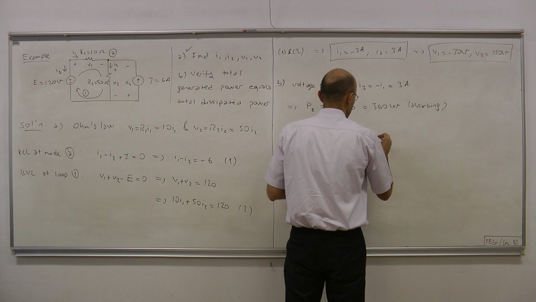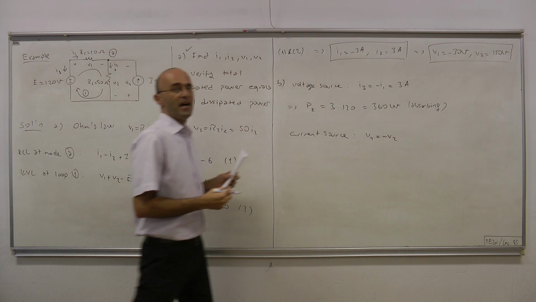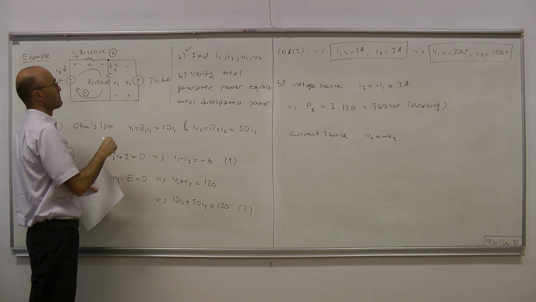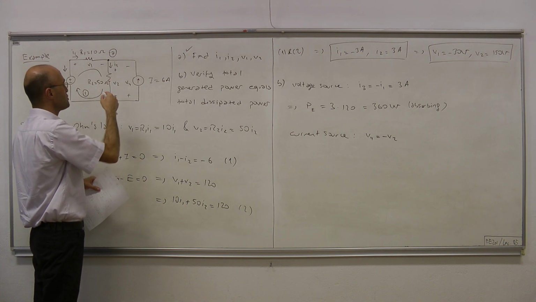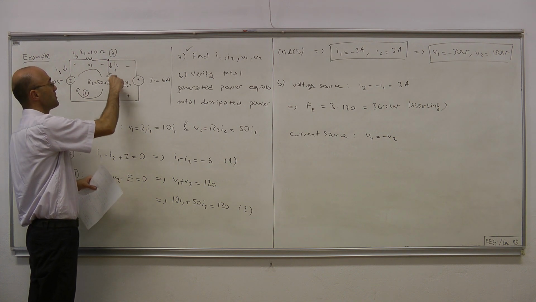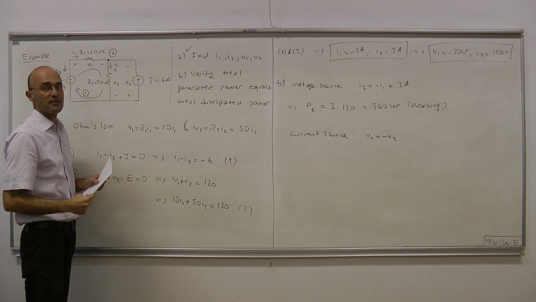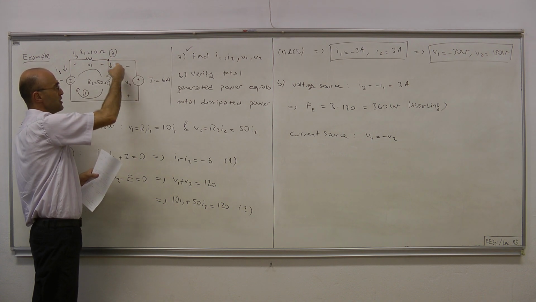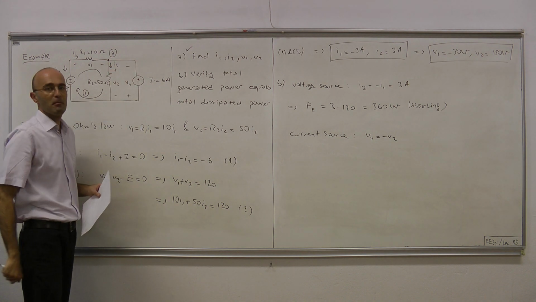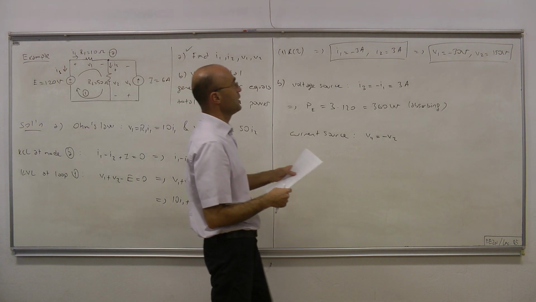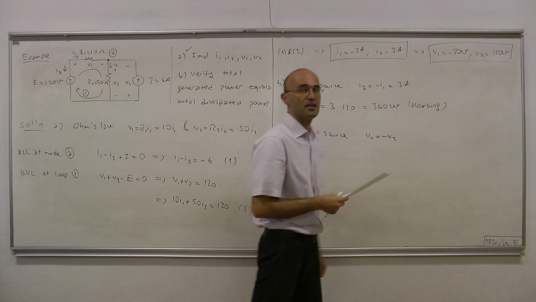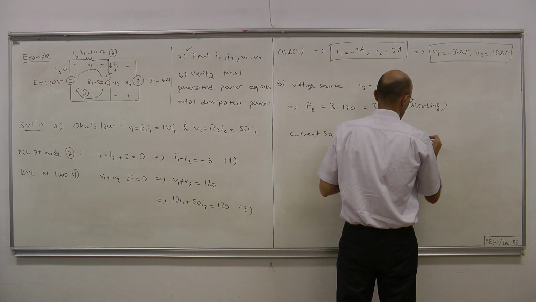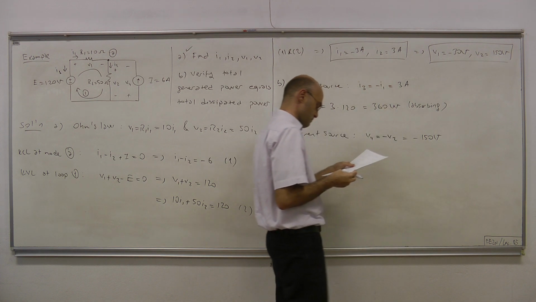Now V4 equals minus V2, and that can be easily obtained by using KVL in this loop, where this guy and that guy are connected. If you consider this loop, you have V4 plus V2 equals 0, therefore V4 must be minus V2. And we know what V2 is. It's 150 volts. Therefore, that's minus 150 volts.